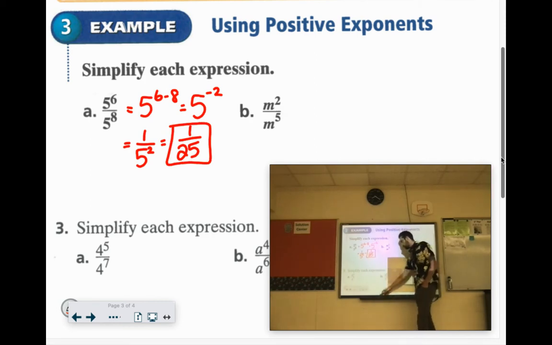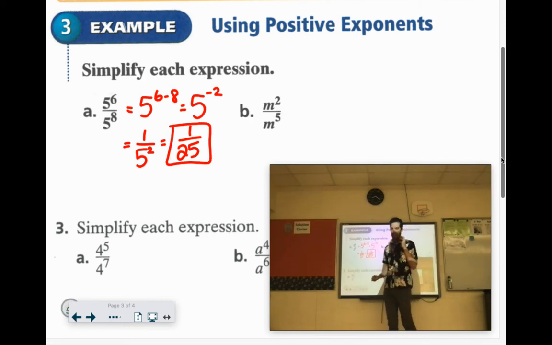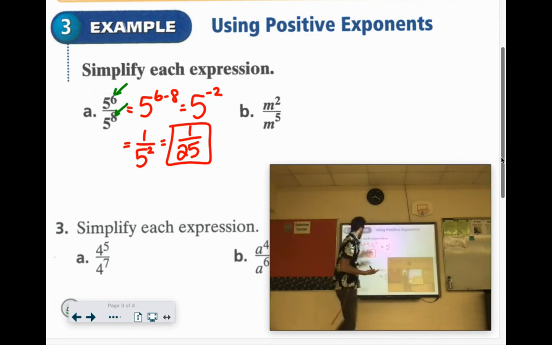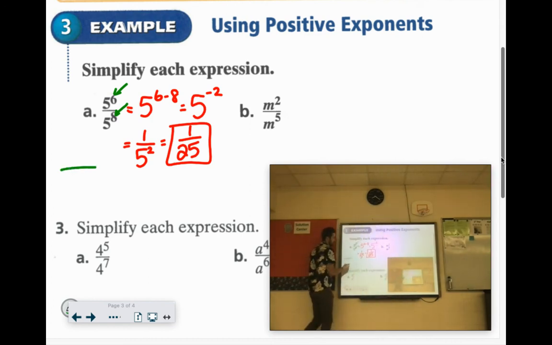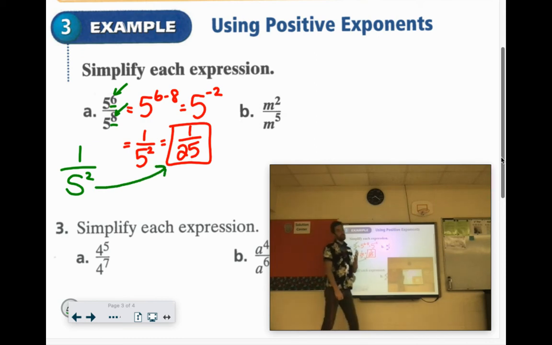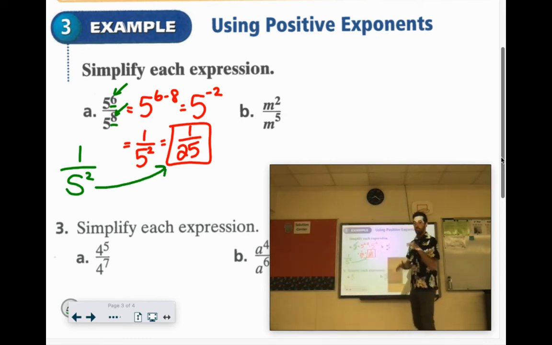Here's the way old Mr. Plant, with his simple little brain, tries to think of it. Are there more in the numerator or denominator? Which one's bigger, the 6 or the 8? Obviously, the 8 is bigger. So wherever there are more is where they will end up. So if there are more in the denominator, they're going to end up in the denominator. And then you can just do 8 minus 6 is 2. So you have 1 over 5 to the second, which will give you 1 over 25. That's the way I prefer to do it. Figure out where there are more of them, and that's where they'll end up.